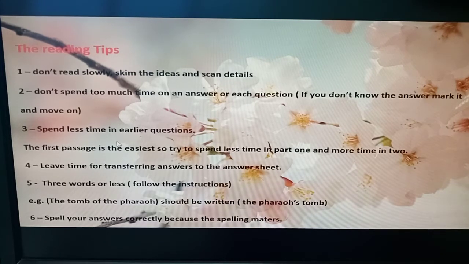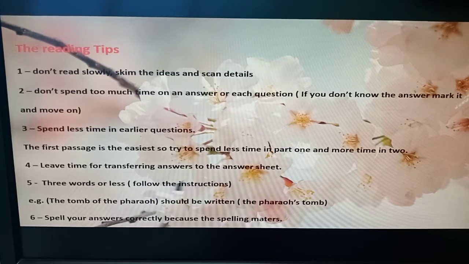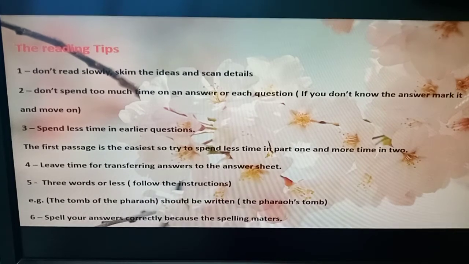Three, spend less time on earlier questions. How? The first passage is the easiest one, so try to spend less time on part 1, because as we know, IELTS usually starts with the easiest questions and ends up with the most difficult ones. Since the first question is easy, try not to spend too much time on question 2. Try to spare your time and have additional time for the other parts.